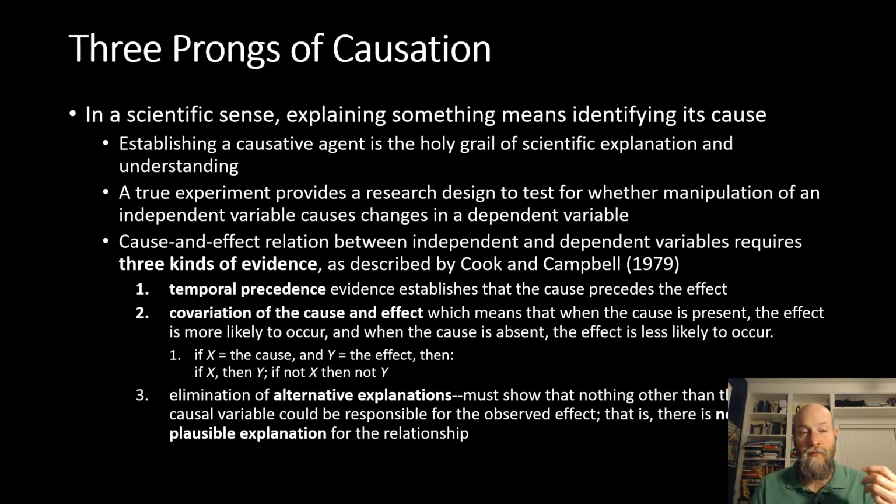In an experiment, when we're trying to argue for causation, we want to see that the cause precedes the effect in time. Logically speaking, the cause cannot follow the effect in terms of the timing. The second step is the covariation of the cause and the effect, which is essentially the correlation between the cause and the effect. When the cause is present, is the effect more likely to occur? When the cause is absent, is the effect less likely to occur?